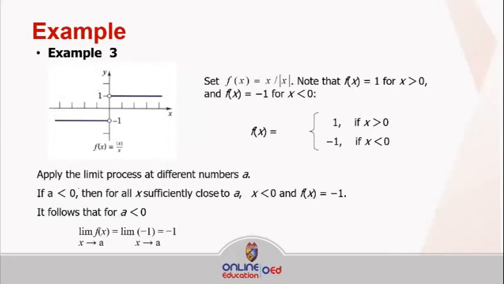So apply yung limit process at different numbers. So if a is less than 0, then for all the x sufficiently close to a, x is less than 0. Then yung f of x natin is negative 1. So ito yung rule lang natin. Limit lang siya. So limit of function of x, for example yung negative 1, since ito naman yung given natin, we have the negative 1. Kaya yung limit ng negative 1 natin, pinalitan lang natin siya ng negative 1. Example lang siya. Okay?